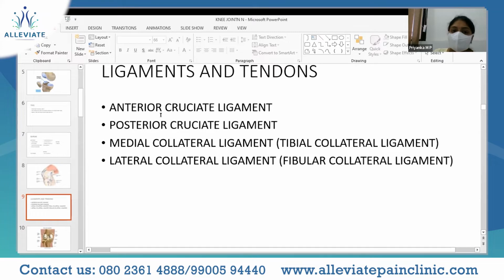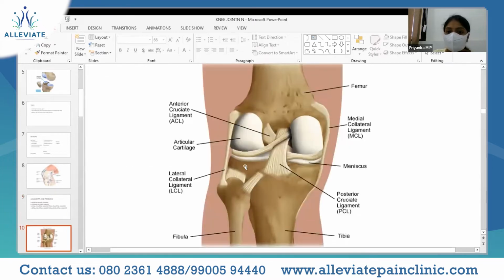Anterior cruciate ligament injuries are a little more commonly seen than the posterior cruciate ligament injuries. In this picture, this is the posterior view of the knee joint, and this is the posterior cruciate ligament, which is extending from tibia to femur condyle, and this is the anterior cruciate ligament, and this is the medial collateral ligament on the medial side from femur to tibia. And this is the lateral collateral ligament. This is extending from femur to fibula, so it is also called fibular collateral ligament.